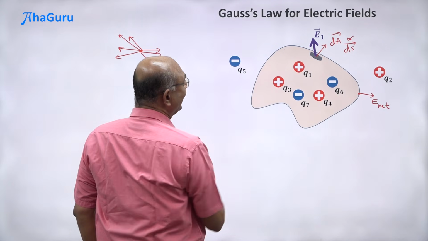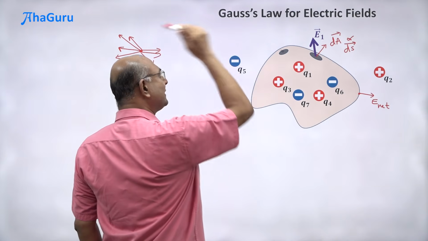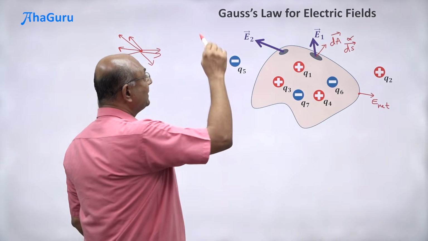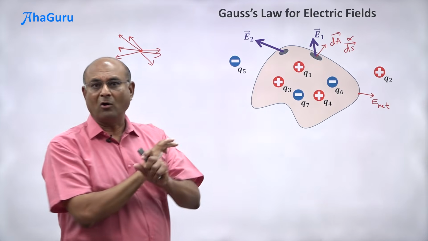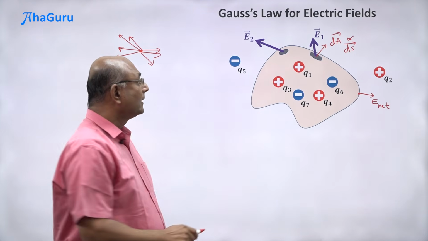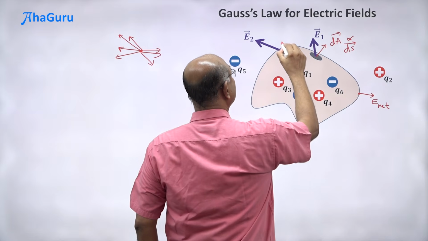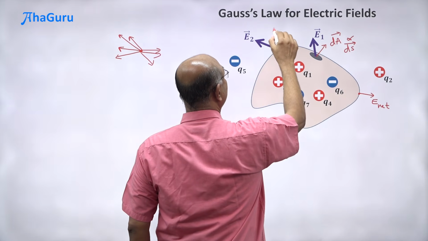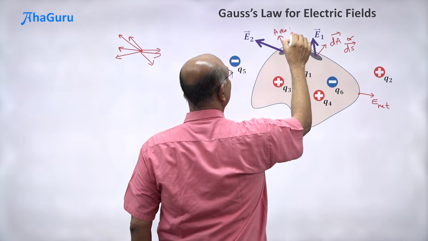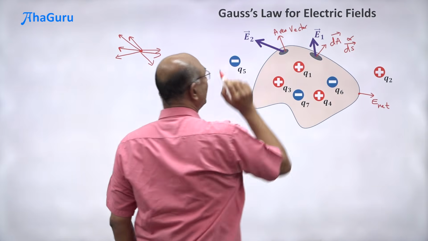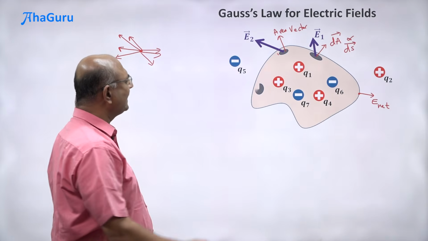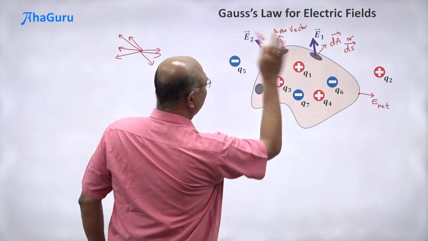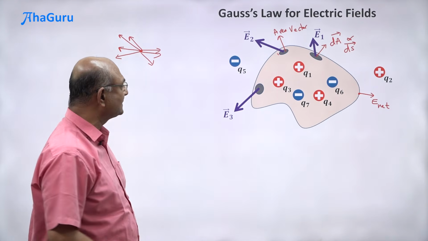Now just like I did there, I can take another place and I'm going to get some other electric field. Now remember, E2 is produced by Q5, Q1, Q2, Q3, everything. All of them together produce E2. Now E2 dot this area vector. This is the area vector. That will give you the flux through this tiny area. And I can do that for every point on the surface. This is three-dimensional, so I'm going to do that for every point on the surface.